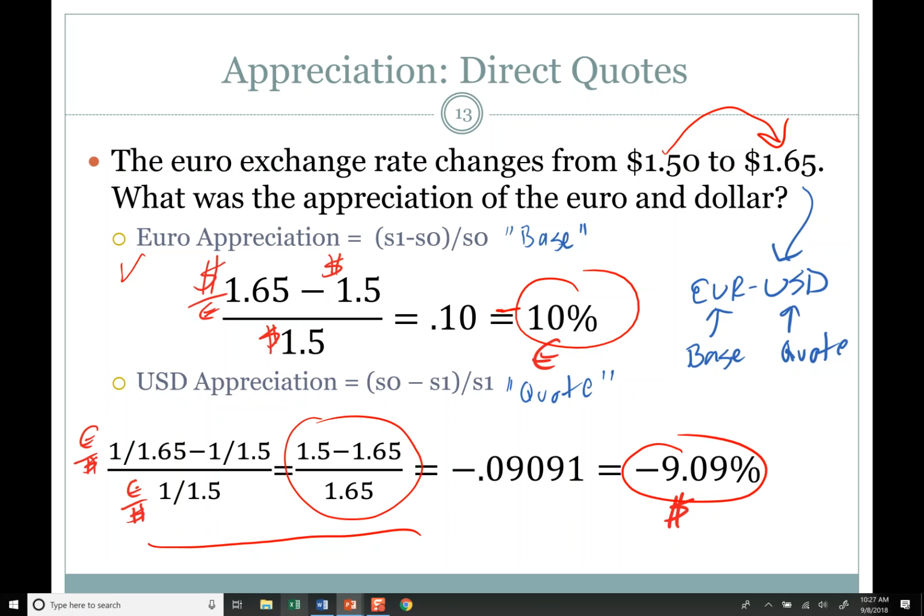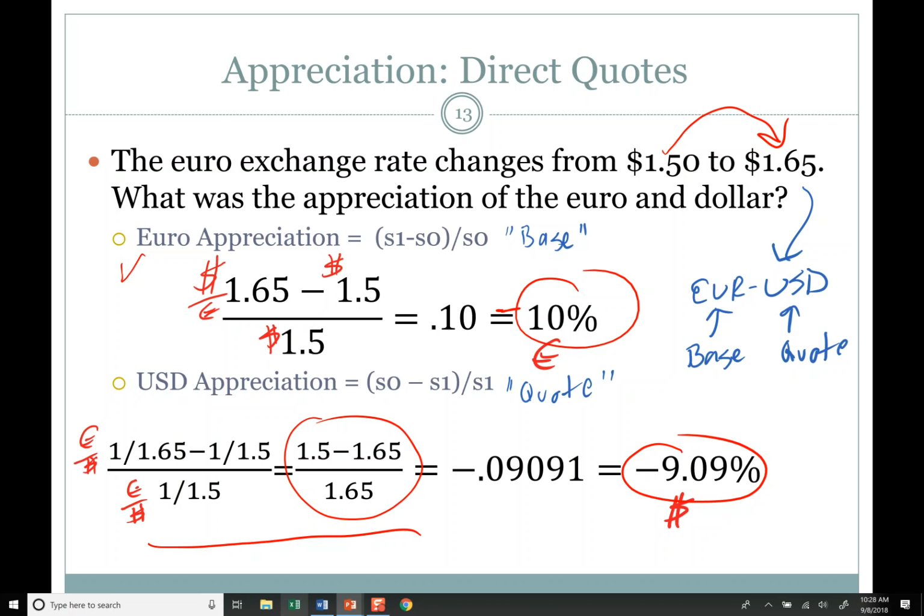So this is a weird part. The exchange rate goes from $1.50 to $1.65. It actually is a 10% appreciation of the euro, but only a 9% devaluation of the dollar. And that's because it's just dealing with ratios. Percent changes on ratios. It's just not the same number, that's all. Going from 150 to 165 is a different percent change than going from 1 over 150 to 1 over 165.